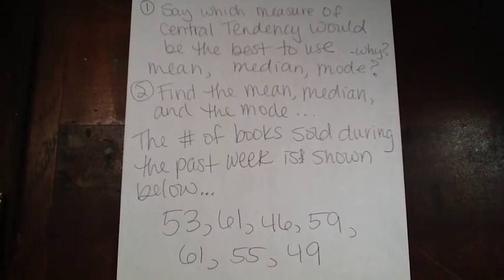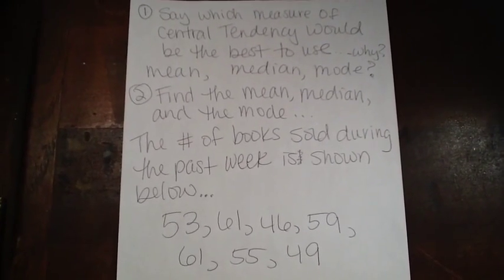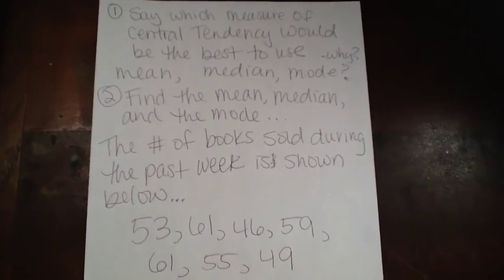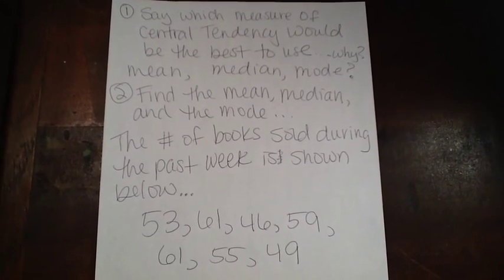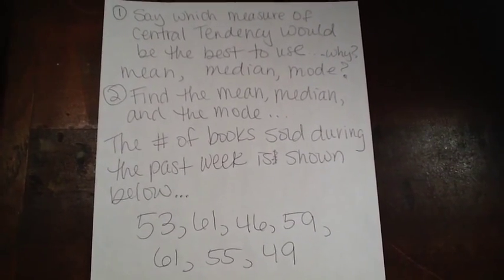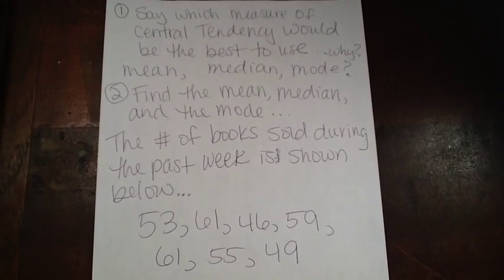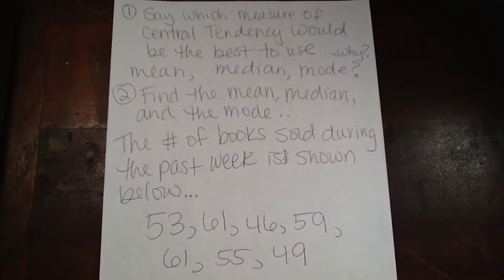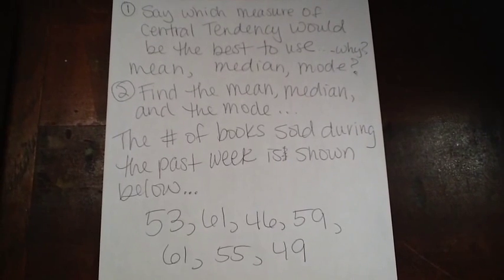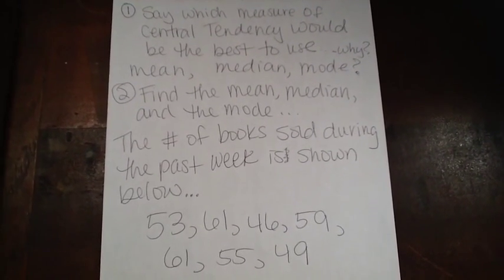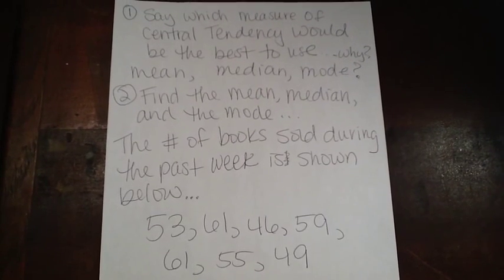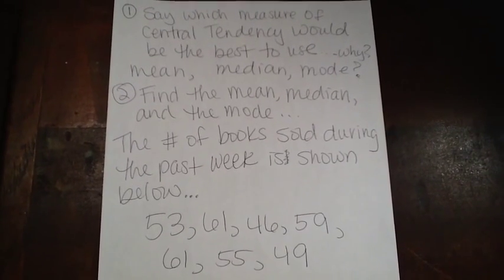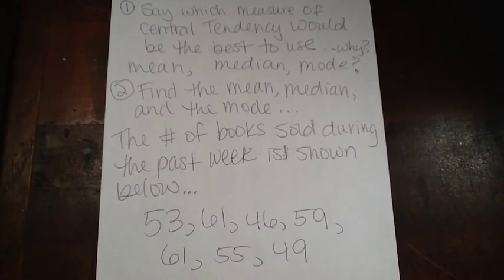Alright, you have one problem to do for me, but it has several different parts. So let's go ahead and look at the bottom. It says the number of books sold during the past week is shown below. First, you're going to have to tell me which measure of central tendency would be the best to use, and tell me why. So tell me what was that key element that told you which measure of central tendency to use. Number 2, then you're going to find the mean, median, and the mode for that list of data, okay? So you should have 2 parts, and you have to have it all completed to get full credit tomorrow in class. All right, good luck.